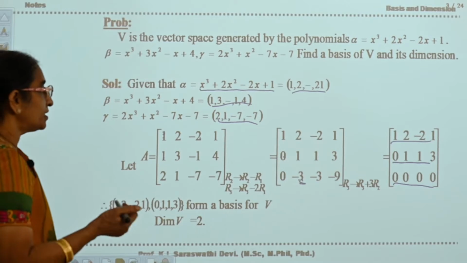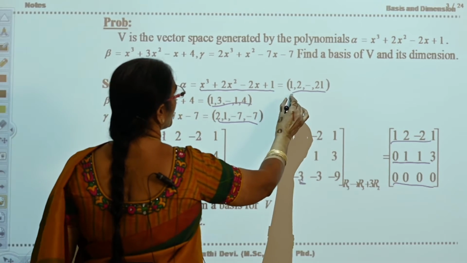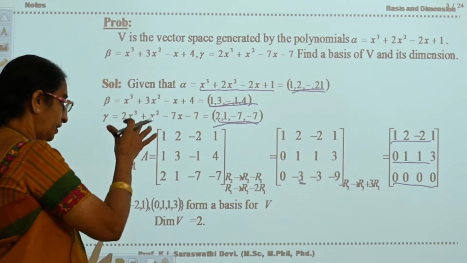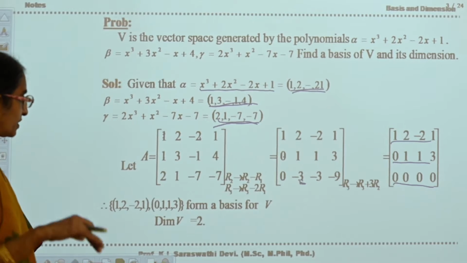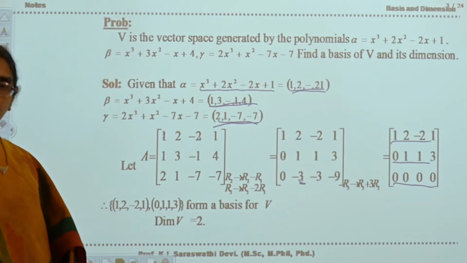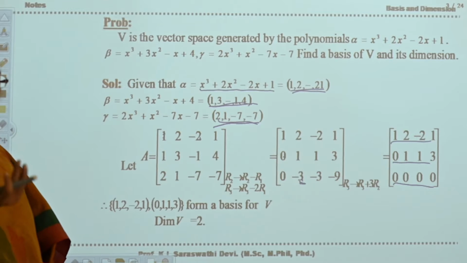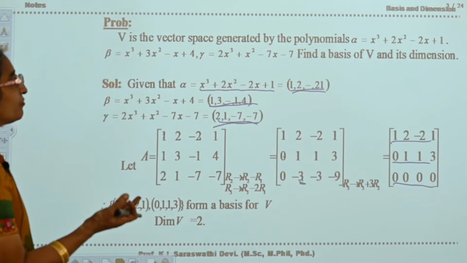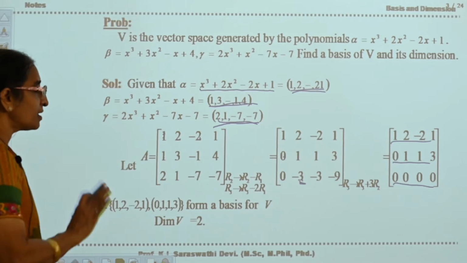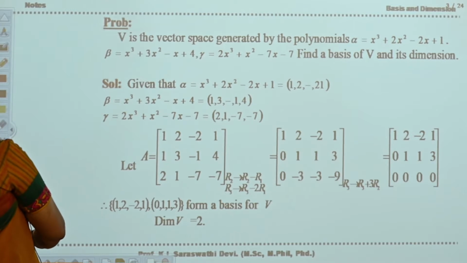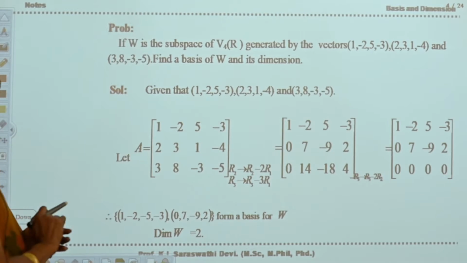So you have written the polynomials in a coordinate system. In that coordinate system, you have converted them into vectors, and you have taken the given vectors as a matrix, and you reduce the matrix to echelon form. From the echelon form, the non-zero rows will form a basis, and the number of elements in that basis set will be the dimension. Okay. Now see the next one.